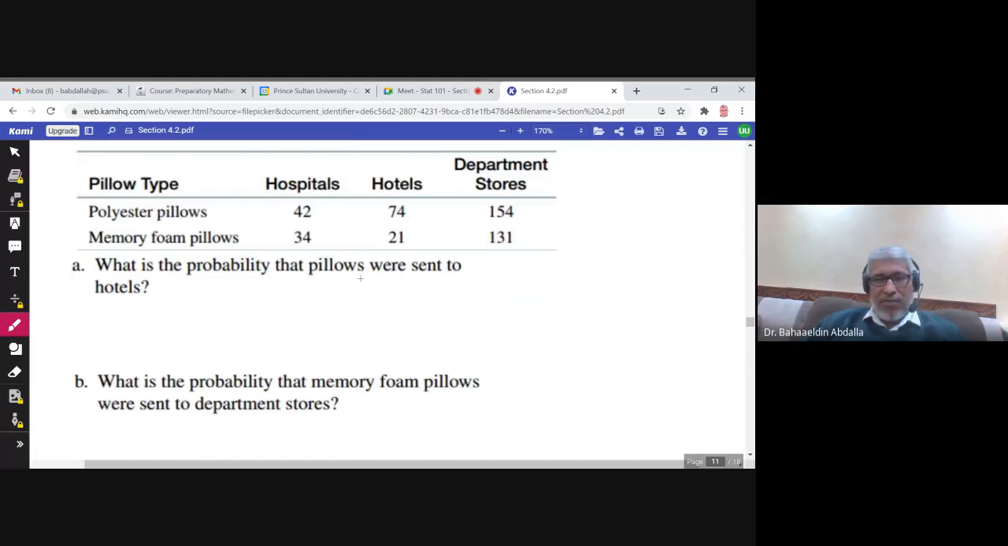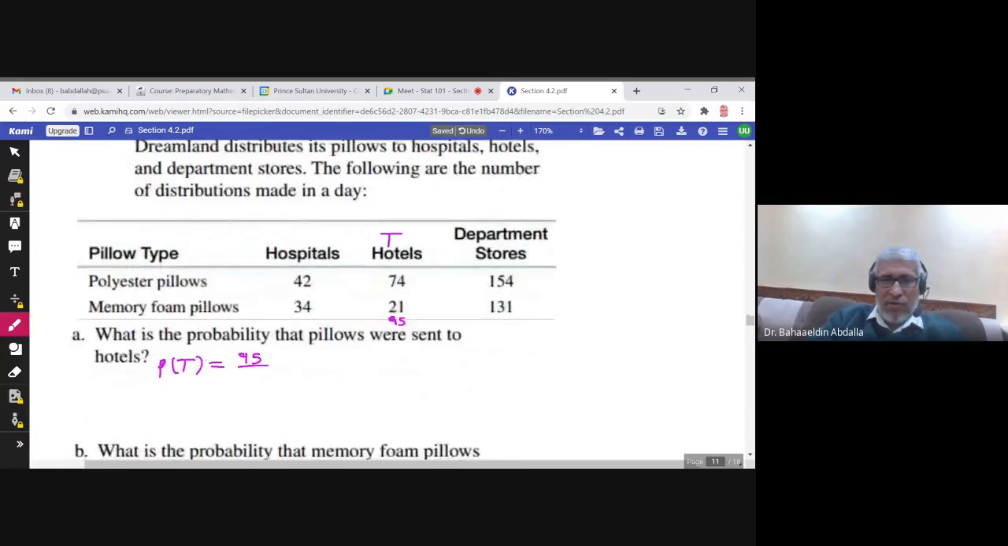What is the probability that pillows were sent to hotels? Where are the hotels? These are the hotels. To find the probability that pillows were sent to hotels, let me call hotels T. So I'll find the probability of T. You add 74 plus 21, you get 95. This is the total number of hotels. So 95 over the total number of everything, of all pillows.